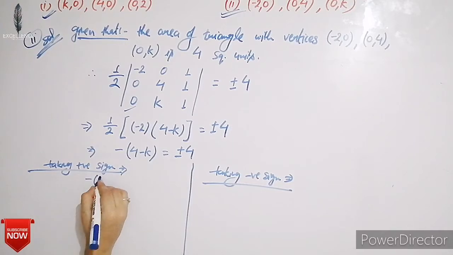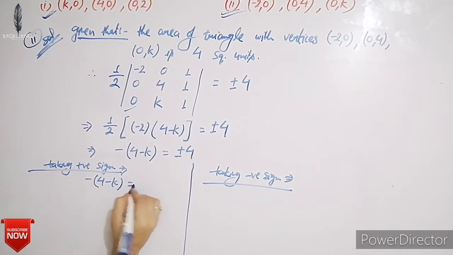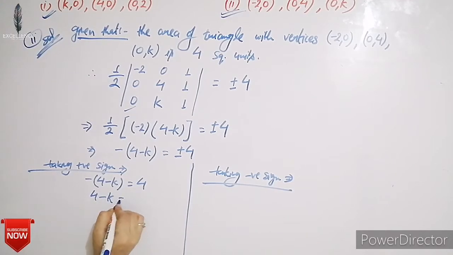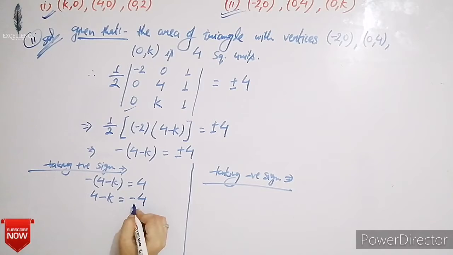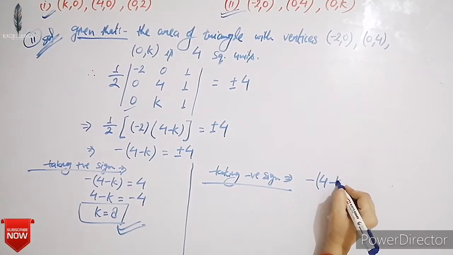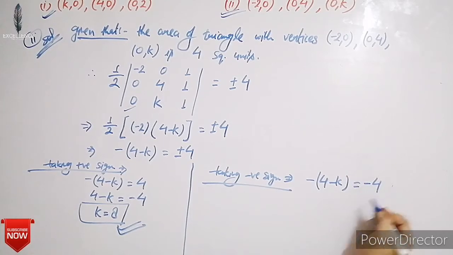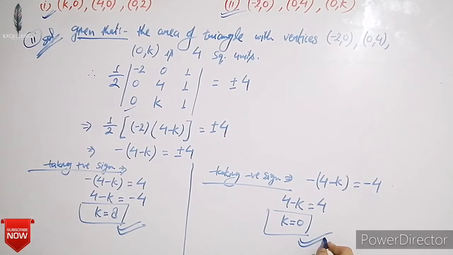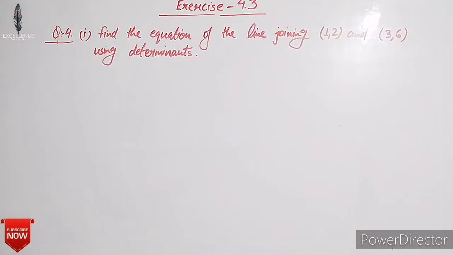Here we have minus (4 minus k) equals 4, that is 4 minus k equals minus 4, that gives k equals 8 as the first value of k. And here minus (4 minus k) equals minus 4, that gives 4 minus k equals 4. Then we have k equals 0 as the required value of k. Now let's see the next question.